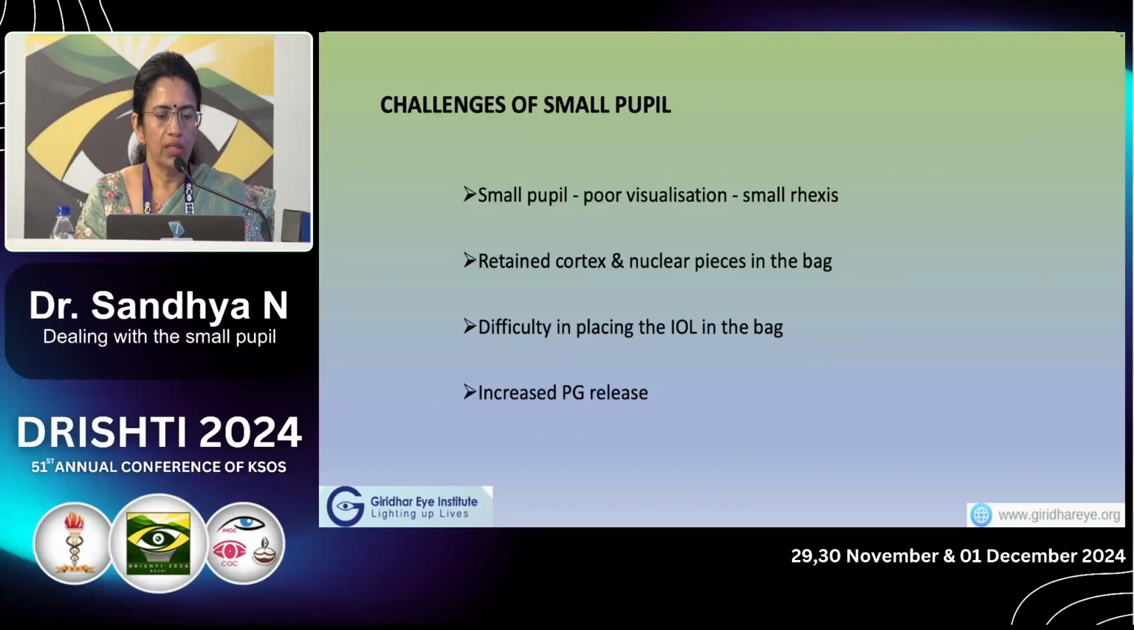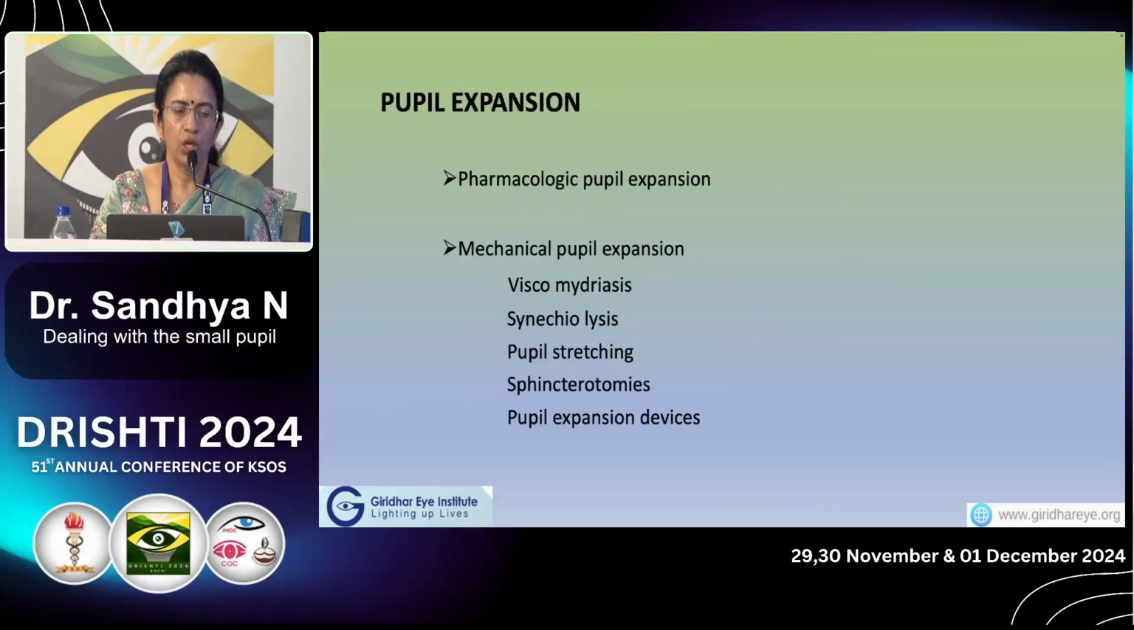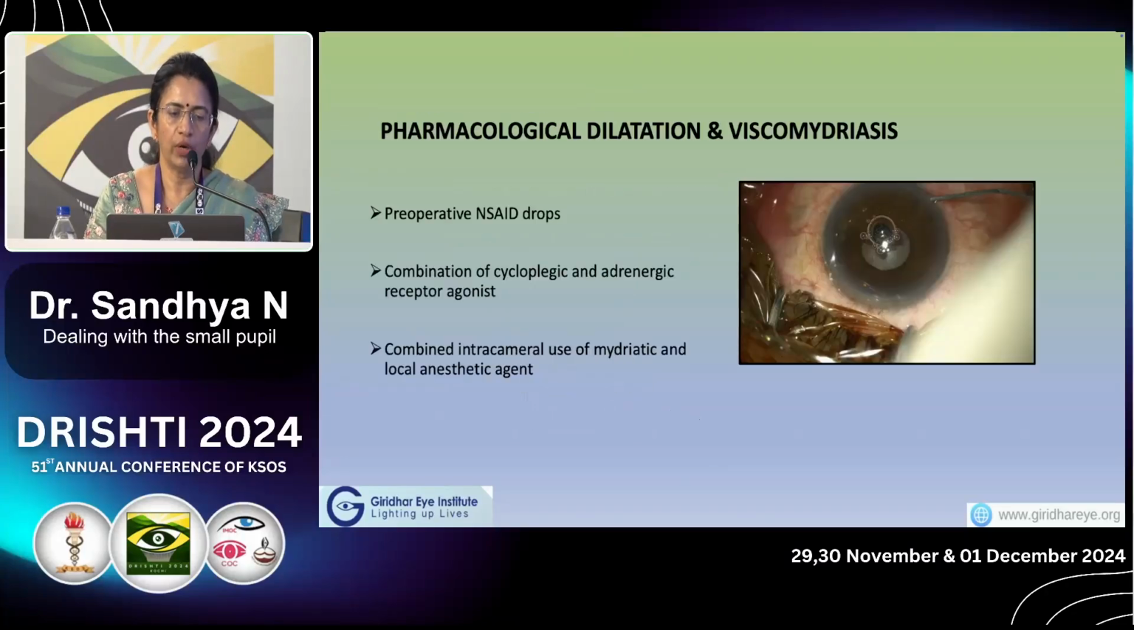There is also increased chance of retention of cortex and nuclear pieces in the bag, and suboptimal visualization can cause difficulty in placing the intraocular lens inside the bag. Because of more manipulations, there is increased release of prostaglandins, which can exacerbate the postoperative inflammation and cystoid macular edema. So the pupil can be expanded pharmacologically or by mechanical methods like viscomydriasis, synechiolysis, pupil stretching, sphincterotomies, or by the use of pupil expansion devices.